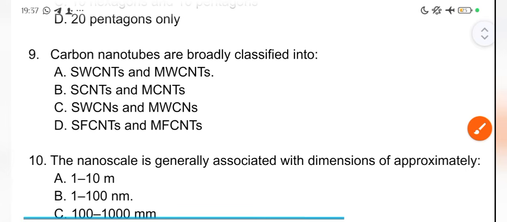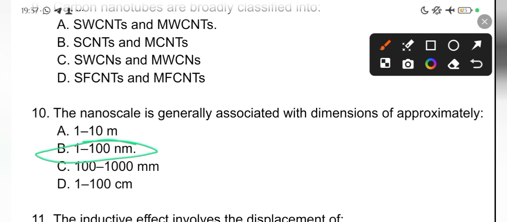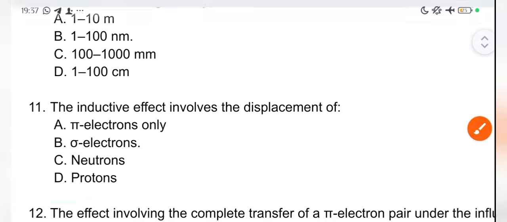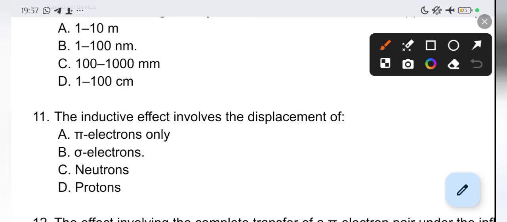Question 10. The nanoscale is generally associated with the dimension of approximately 1 to 100 nanometers. Alright, so let's move on. The inductive effect involves the displacement of... option B is correct. So we have pi and we have gamma, right? Please take note of that. We have lambda as well.